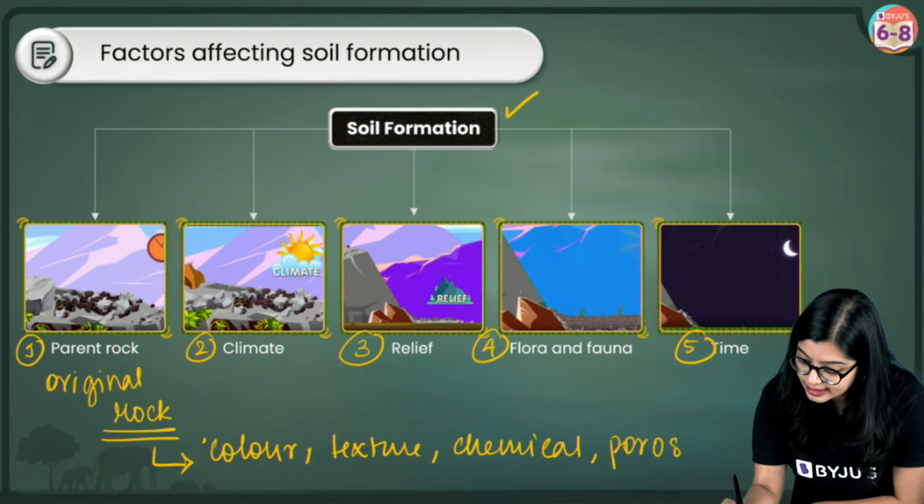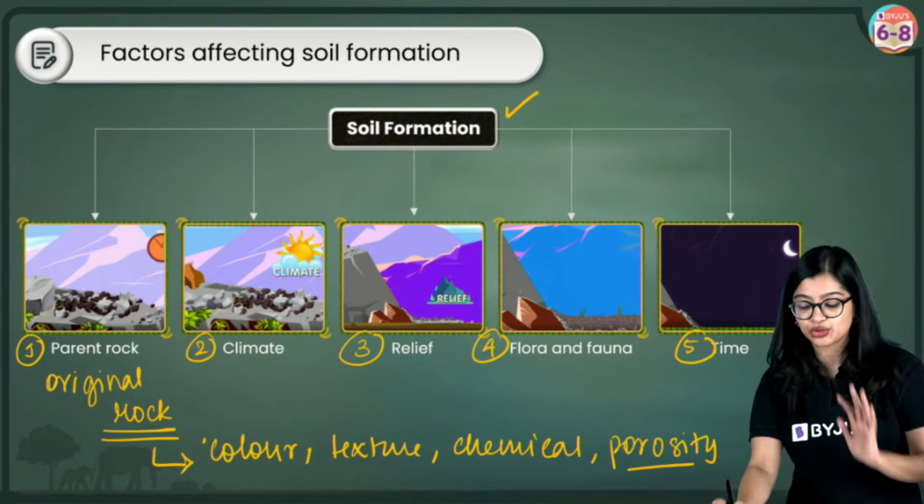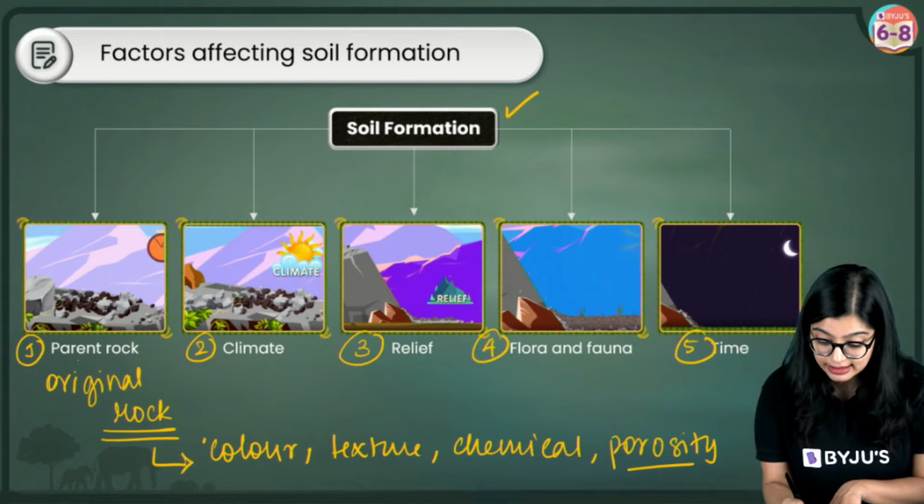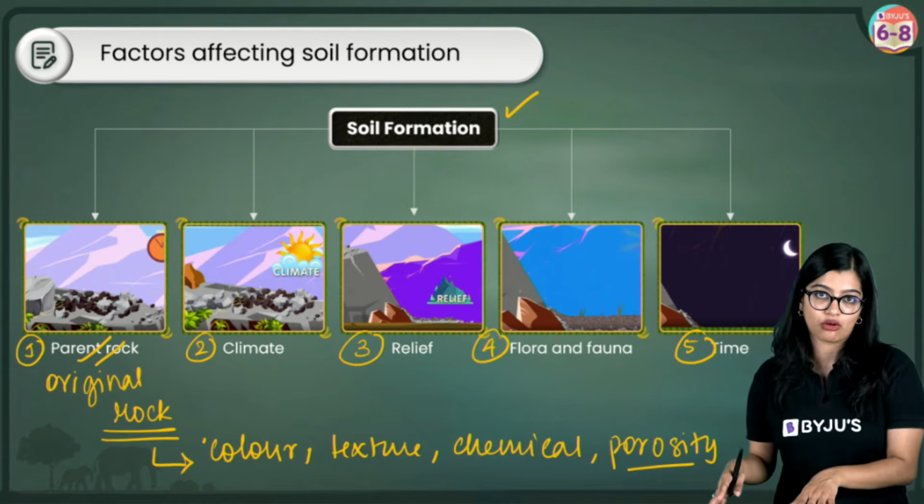So I'll write porosity or permeability. You can write any of the two. So you see that these are some things we will have to understand that this is determined by the parent rock. Right?